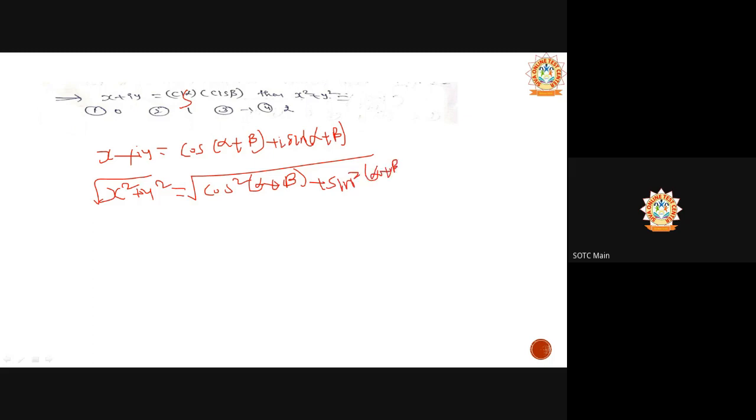So now take square on both sides. x square plus y square is equal to, what is this thing? Cos square of alpha plus beta plus sin square of alpha plus beta? 1, because it is in the form of cos square theta plus sin square theta. So now x square plus y square is equal to 1. Option 2 is correct. Clear? Yes, sir.